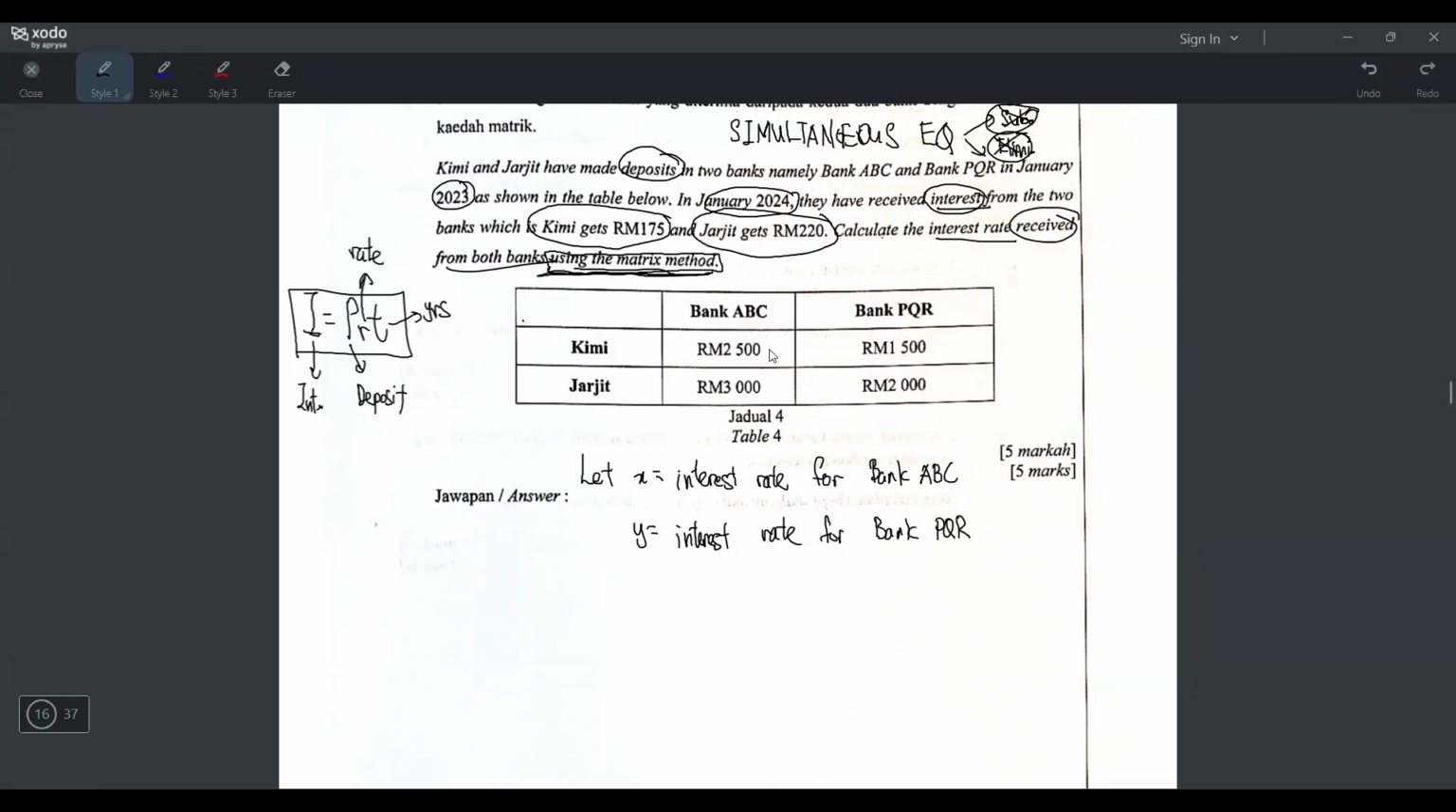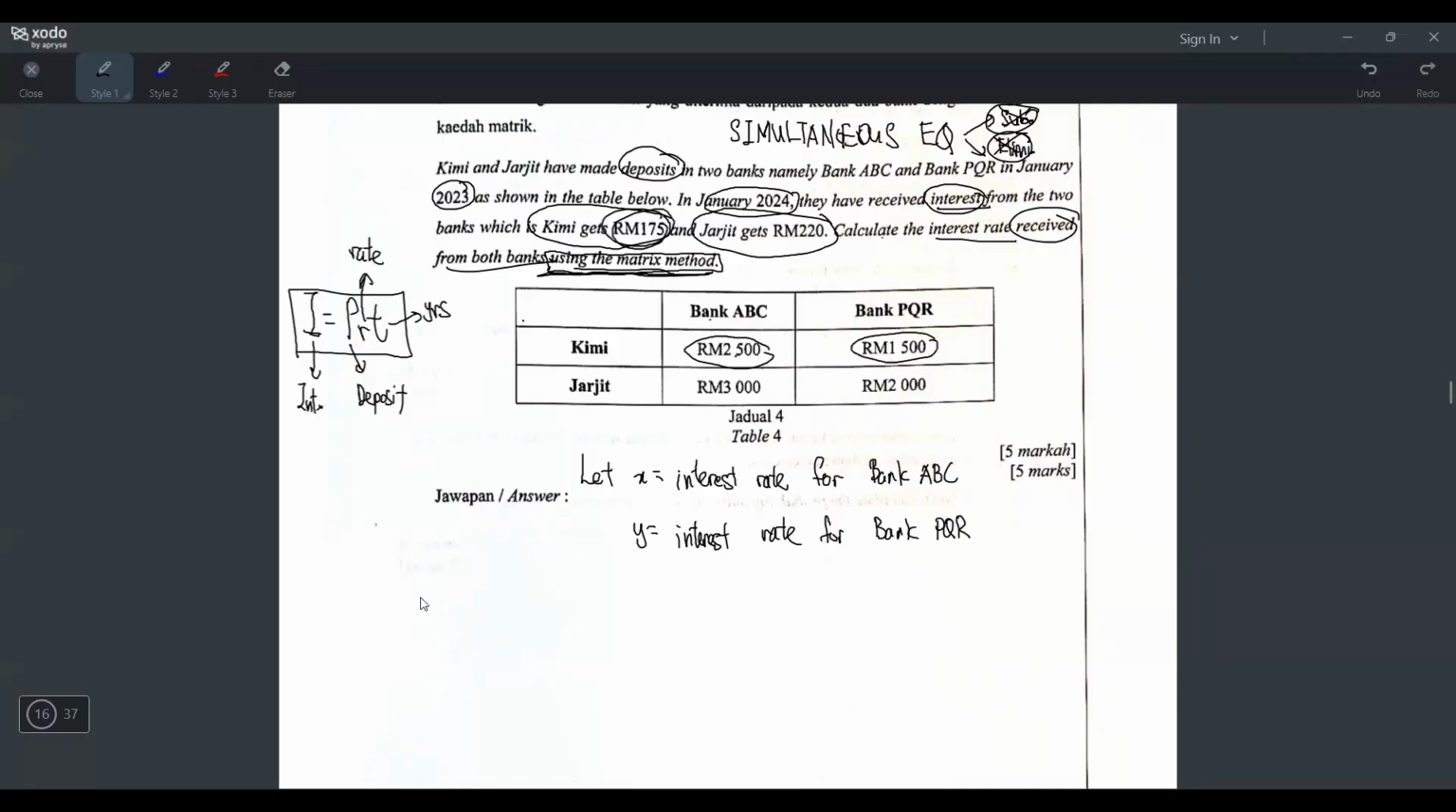Kimi deposits 2,500 in bank ABC and 1,500 in PQR, and the total interest is 175, right? But both banks will give you different interest rates. Some banks give higher, some give lower. But we already made the interest rates X and Y, right? So how to find the interest for Kimi in bank ABC?